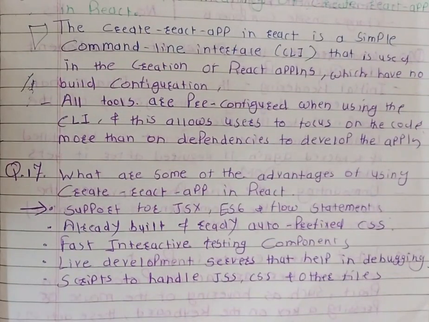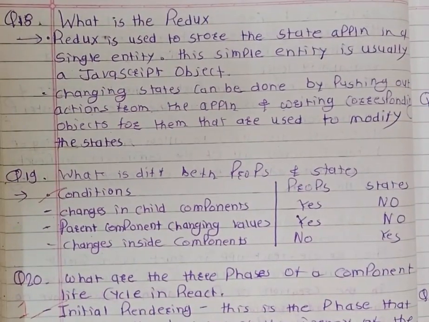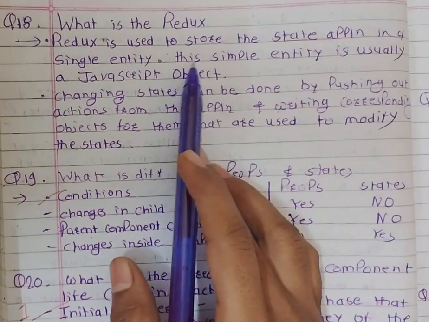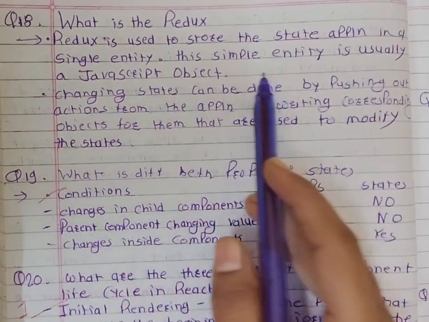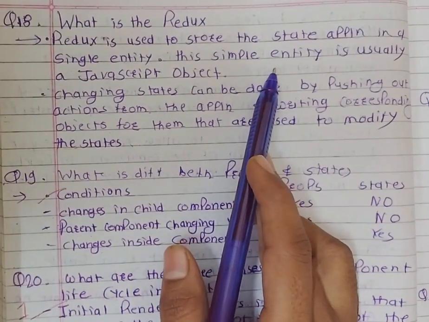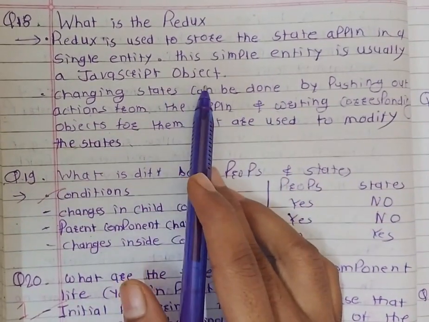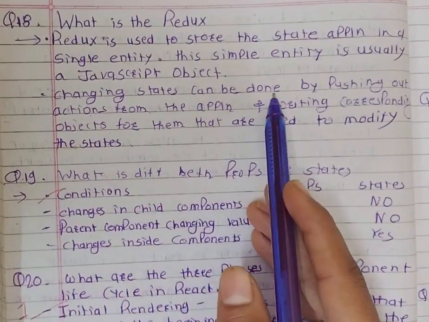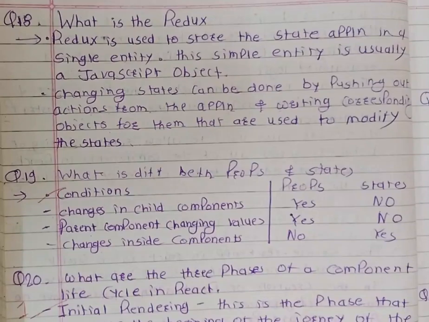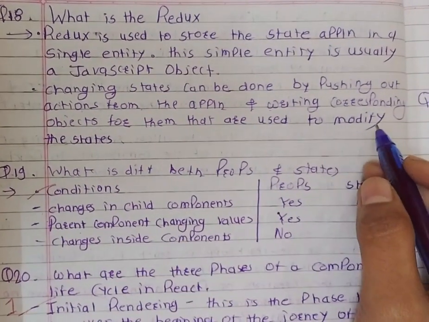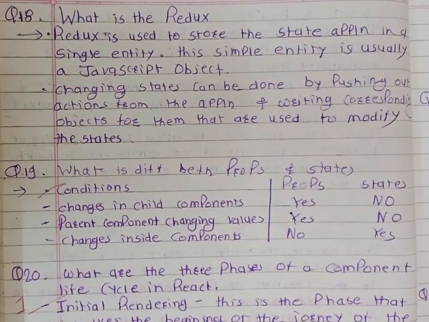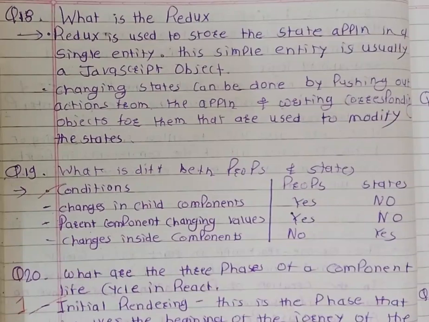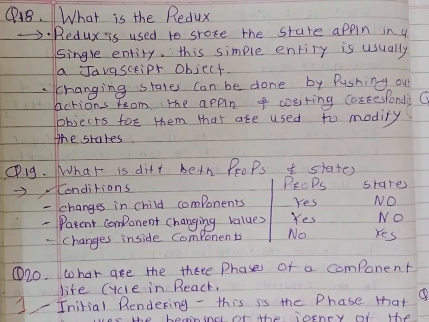Then, what is Redux? Basically, Redux is used to store the state of the application in a single entity. This simple entity is usually a JavaScript object. Changing state can be done by pushing out actions from the application and writing corresponding objects for them that are used to modify the state. So basically we can say Redux is a library.